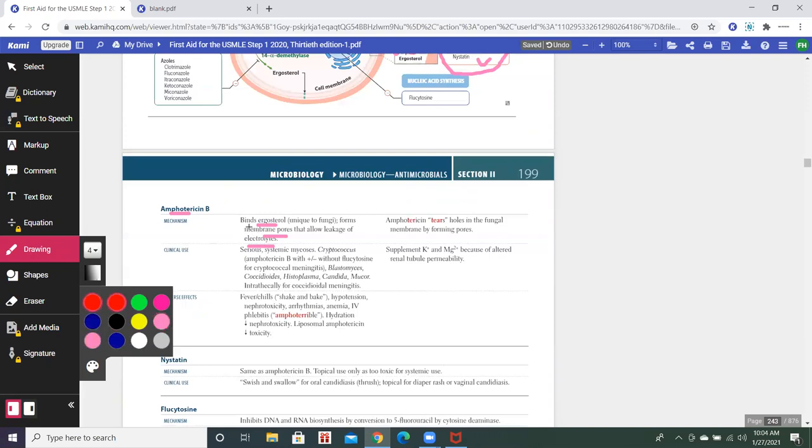So over here, I'm just going to underline the most important mechanism, that is, it binds to ergosterol and promotes leakage. The USMLE has a tendency of using golden words to describe a particular thing, and they use these words over and over again. Either they can have this in the question stem and the answer will be amphotericin B, or they can have this in the answer choices and you have to pick amphotericin B.